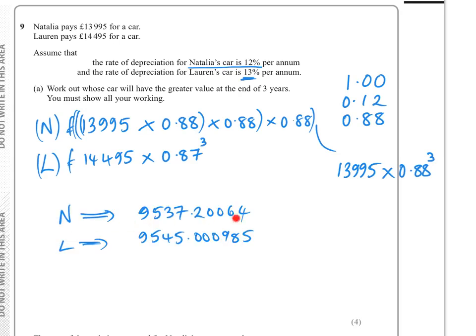So here's my figures here for the ending amounts. I'm going to convert them into pounds. So £9,537.20 to the nearest penny. And here we'd have £9,545 to the nearest penny. So work out whose car will have the greater value at the end of 3 years. Well, it would be Lauren's car.